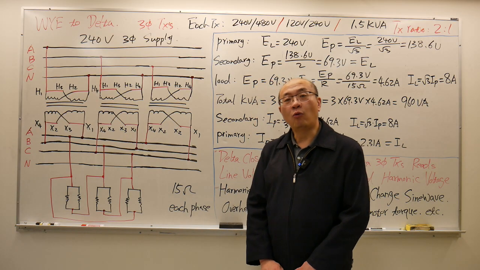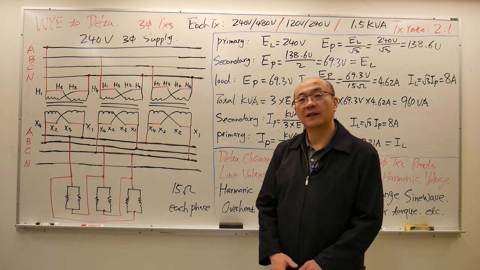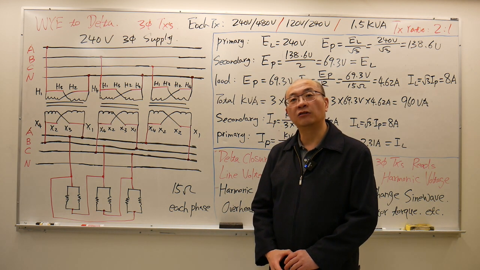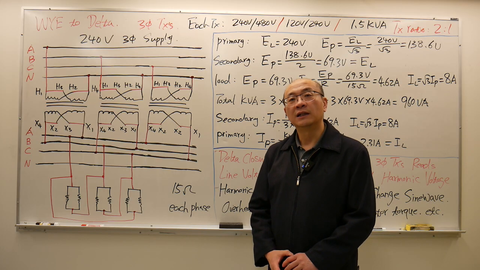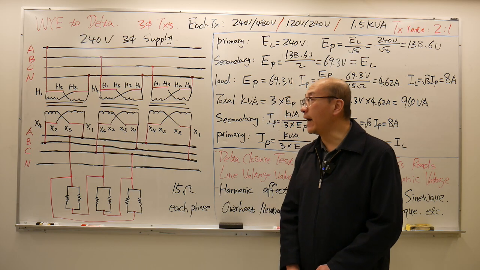For the Y-delta connection, the CSA requirement is also that the high voltage side leads the low voltage side by 30 degrees. The phase displacement is 30 degrees. So we have to follow that standard to make the connection.